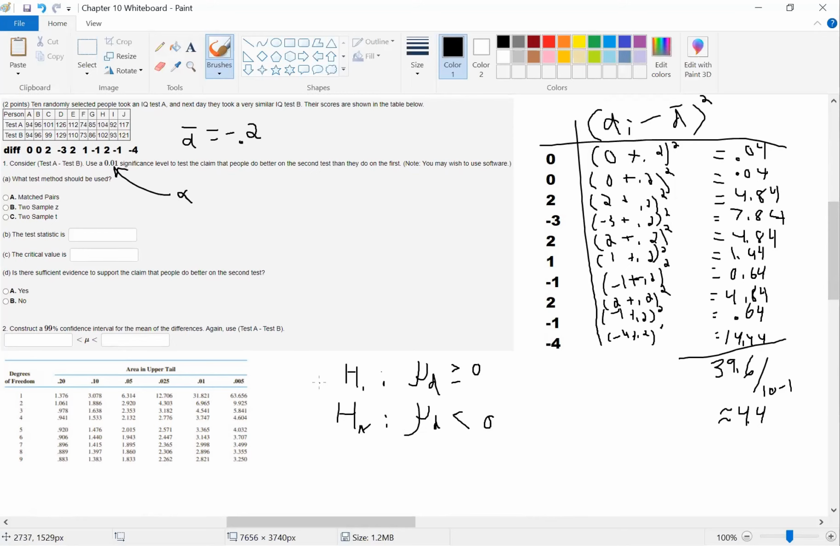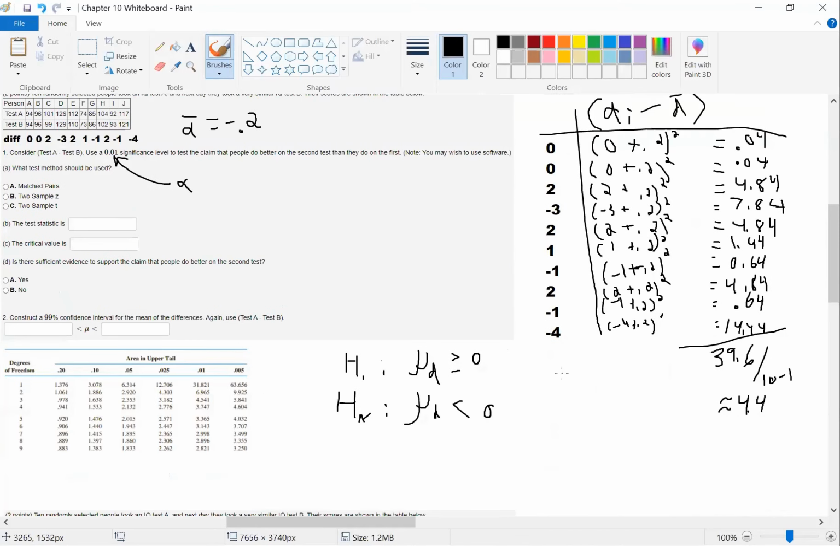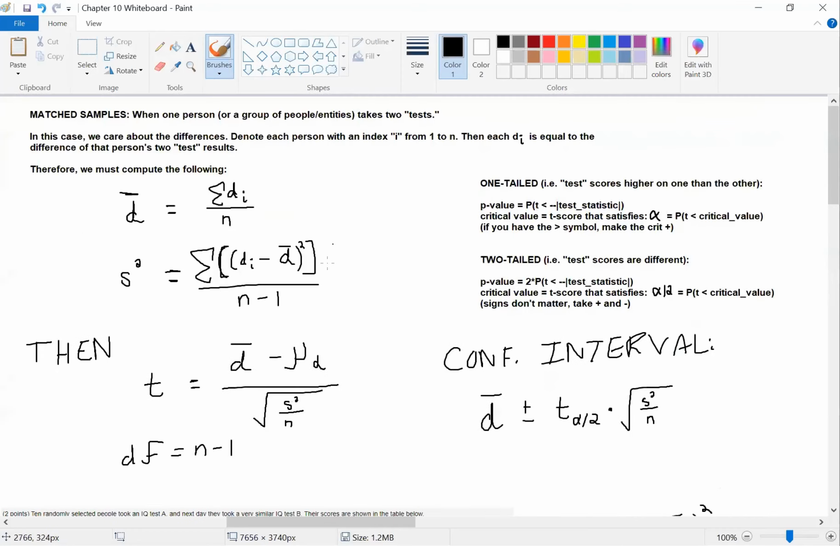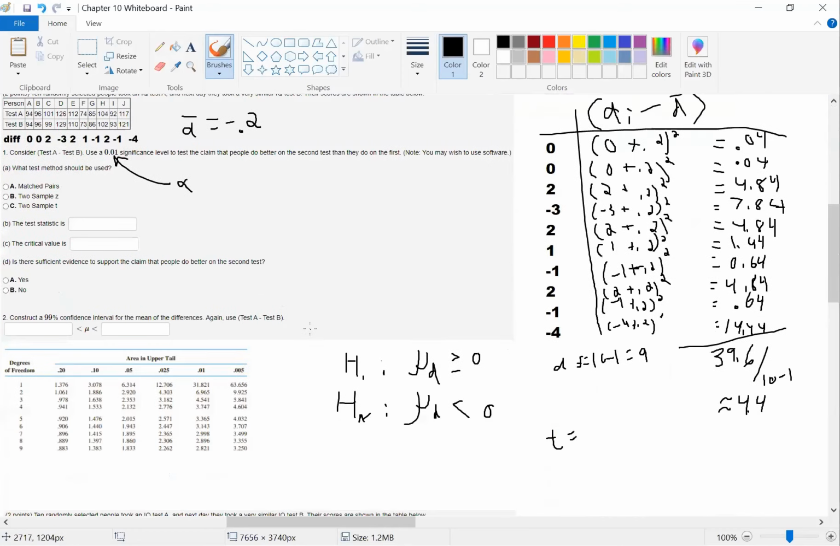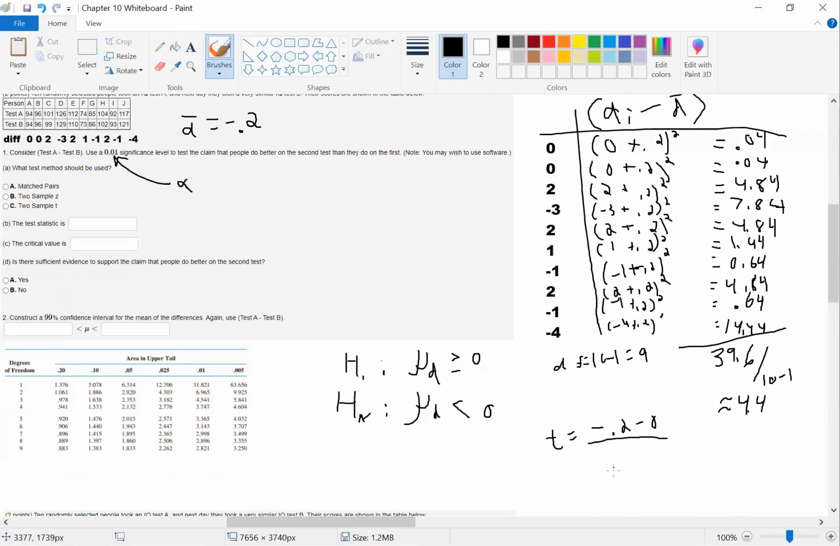Now we can get our test statistic. It's t is d bar minus mu d over square root of s squared over n, but we have to get our degrees of freedom first. Our degrees of freedom is 10 minus 1, so 9. And our t score, which is our test statistic, d bar minus mu d, so negative 0.2, minus mu d, which is 0. And now we have the square root of s squared over n.